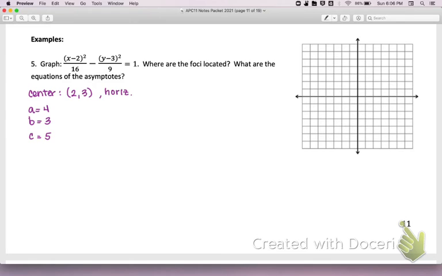You might need to count by 2s, but it might be just enough to fit. So pause your video and see what you can come up with. All right, so here is what your graph should look like.